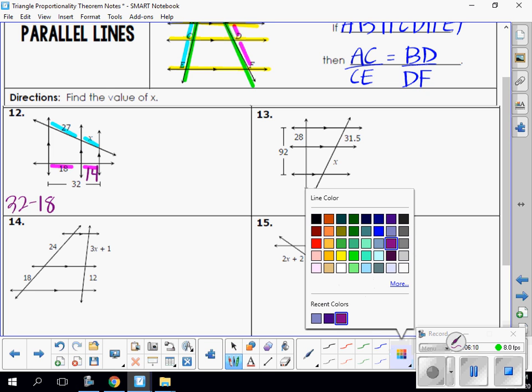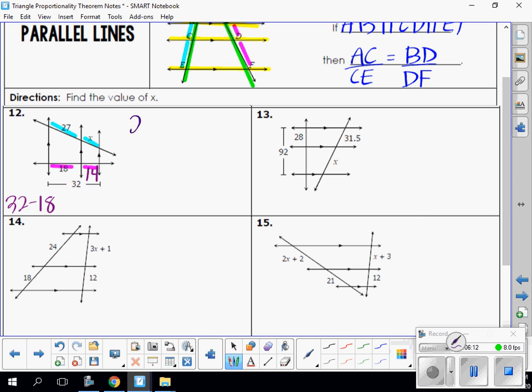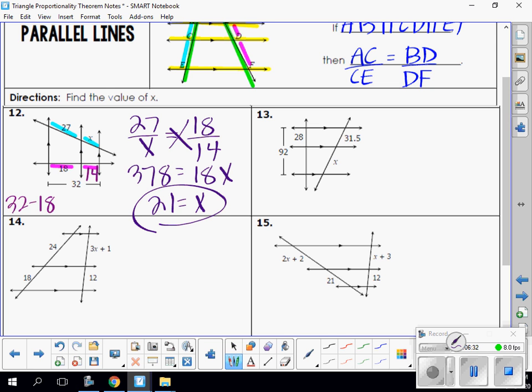So just from scanning it, I see the 27 first, so I'm putting that over my x. And since I put 27 first, I need to put my 18 over my 14 because my 27 and 18 are the ones that are across from each other. If we cross multiply there, and then divide by my 18, get 21 for x. So go ahead and solve this, or pause this video and solve 13 on your own.